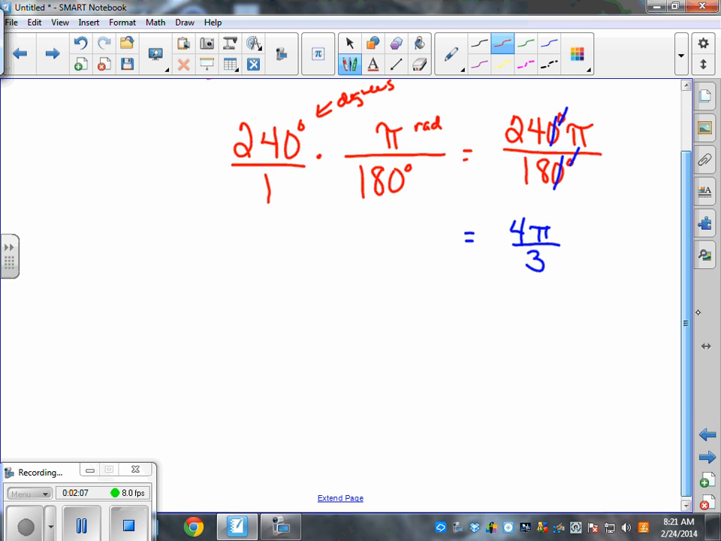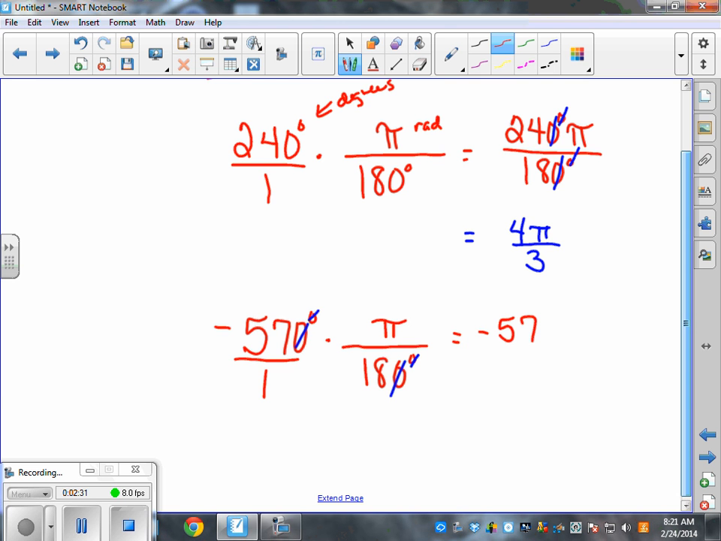Okay, let's do one more of those. Let's say we had negative 570 degrees. I'm going to put that over 1. My conversion factor is pi over 180. Now I'm going to cancel out the degrees. Then they are both divisible by 10, so I can cancel out the zeros. That gives me negative 57 pi over 18. And if I look at that, both of those have a common factor of 3. So if I take a 3 out, I'm going to get negative 19 pi over 6.